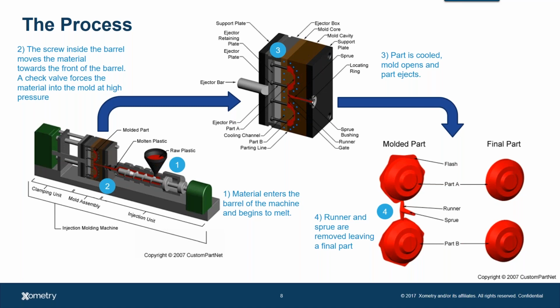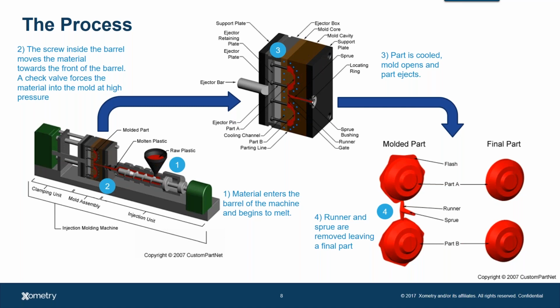And in the front of that screw, there's a check valve, and it closes off. The material is metered in the front, and then it's shot into the mold at a very high pressure. And I mean high pressure, anywhere from 2,500 to 22,000 pounds per square inch, or PSI. And then three, the mold is cooled. The part is cooled, the mold opens, and the part ejects.